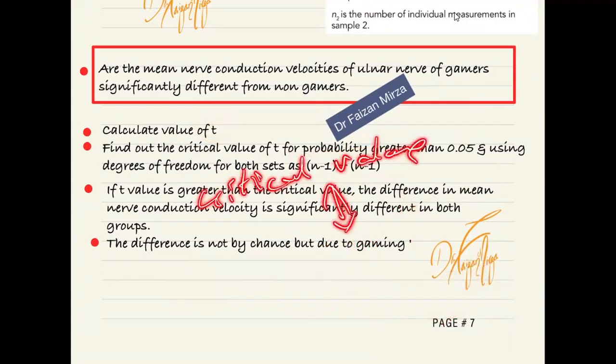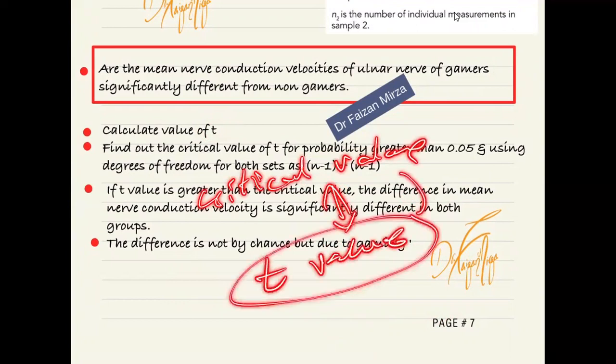I'll just compare it with my calculated t value, and I'll see whether my t value is greater than the critical value or not. If my t value is greater than the critical value, it means that the difference in the mean is significant and it's not due to chance. And gaming is causing this change because it's all about cause and effect. Gaming is the cause which caused the effect that yes, the nerve conduction velocity was faster.